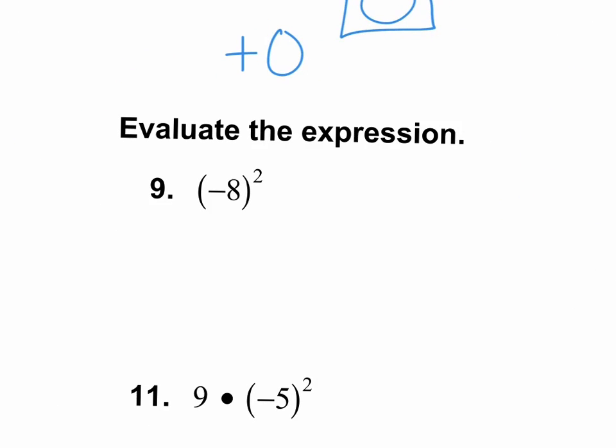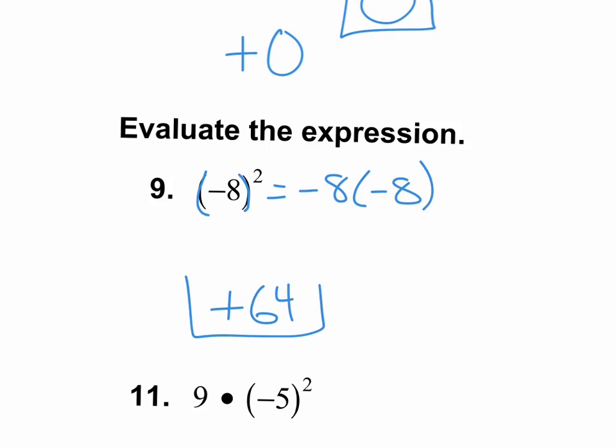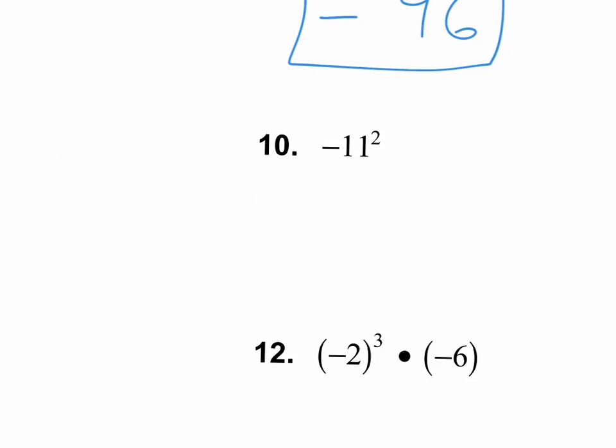Alright, evaluate the expression. So you should know from last year that negative 8 squared is the same thing as negative 8 times negative 8. The reason you are multiplying that negative 8, that negative sign, is because that whole thing is in parentheses raised to the second power, okay? So negative 8 times negative 8, we have negative times a negative gives you a positive. 8 times 8 is 64. There is your answer, positive 64.